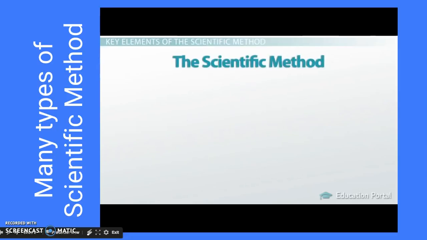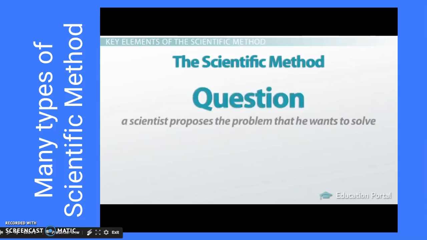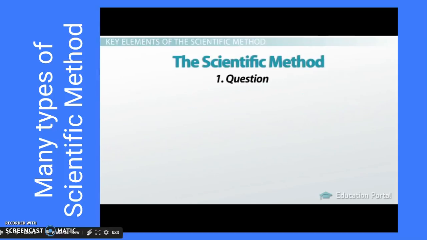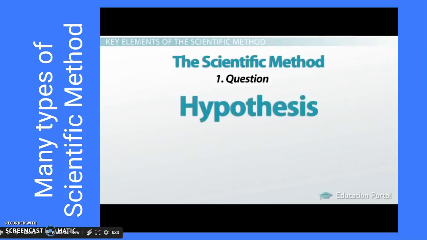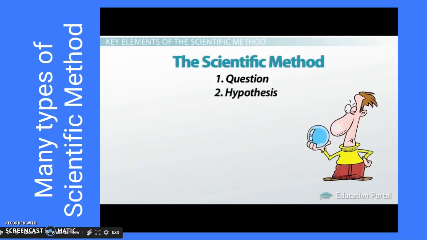The first step is the question. This is the part where a scientist proposes the problem that he wants to solve. A well-conceived question usually leads to a hypothesis, a potential answer to the question at hand. Sometimes hypotheses look more like predictions. The scientist predicts what the outcome will be when he tests his hypothesis.